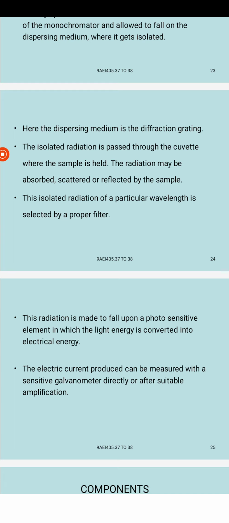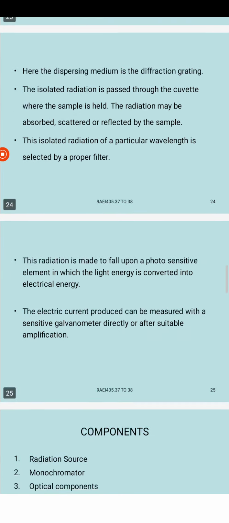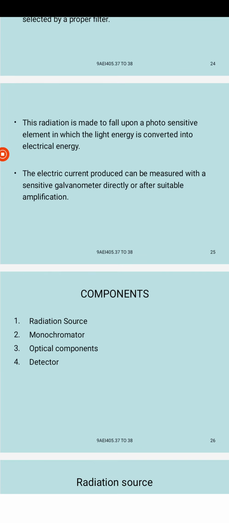The isolated radiation is passing through the cuvette where the sample is held. The radiation may be absorbed, scattered, or reflected by the sample. This isolated radiation of the particular wavelength is selected by a proper filter. The radiation is made to fall upon a photosensitive element in which the light energy is converted into electrical energy. The electric current produced can be measured with a sensitive galvanometer directly after suitable amplification.